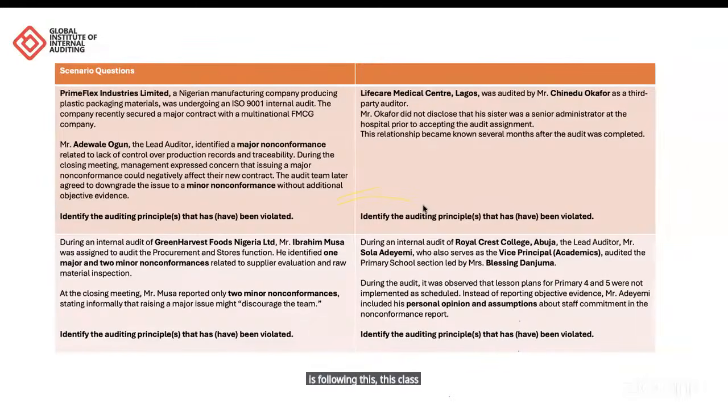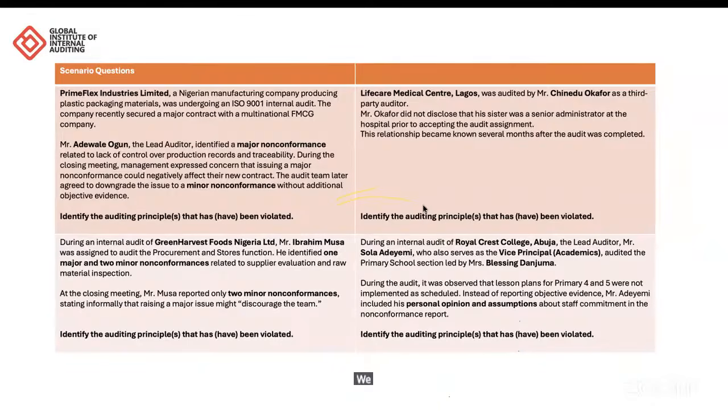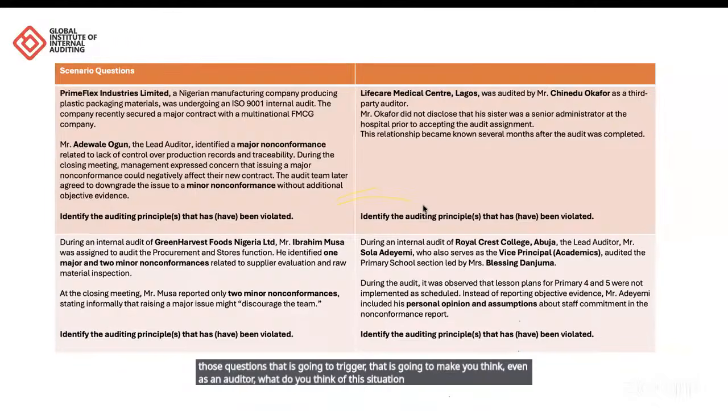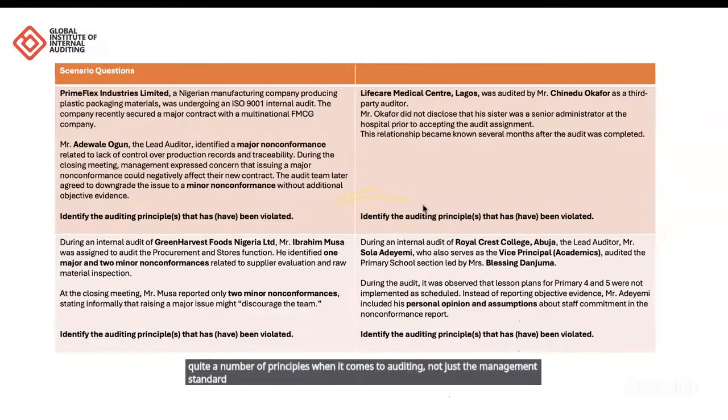There are quite a number of scenario questions that we may want to push out. From time to time, we can go to the WhatsApp group and send out questions that will make you think, even as an auditor: what do you think of this situation? What do you do at this particular point in time? In some cases, we come up with a few lectures so that we can appropriately understand the principles of auditing, not just the management standard, but audit in general. So thank you very much for your attendance today.